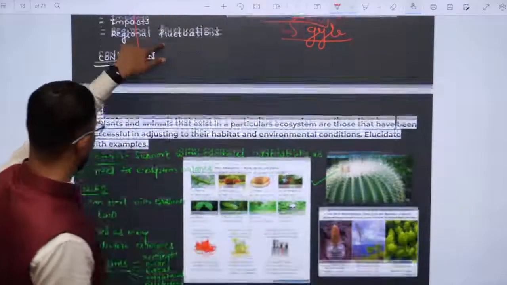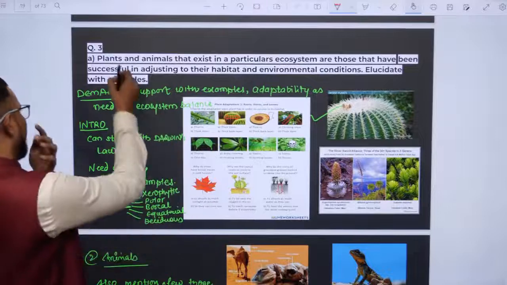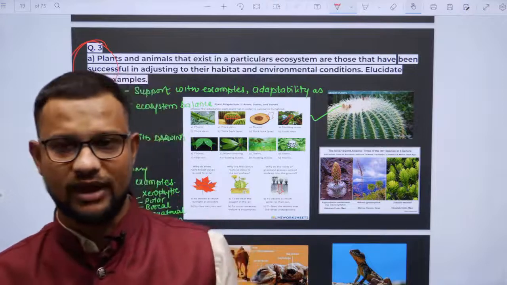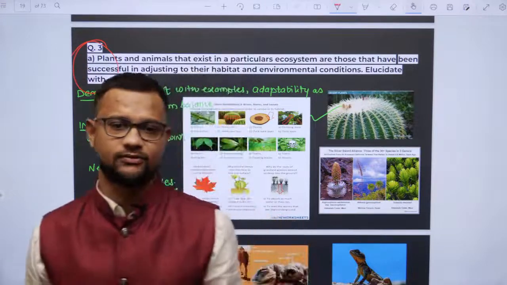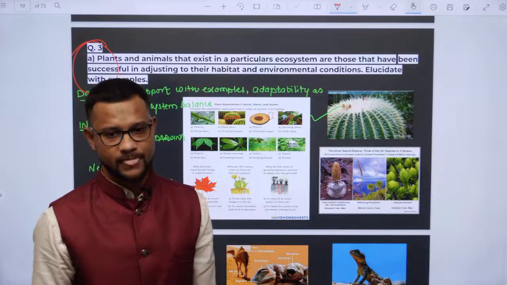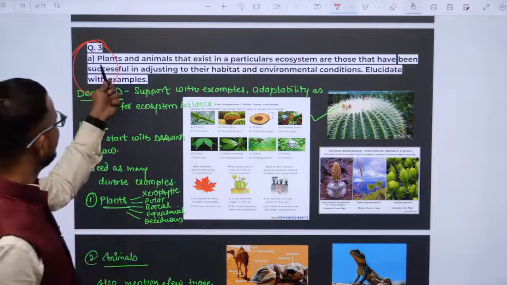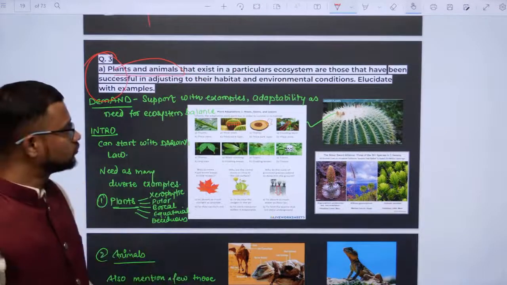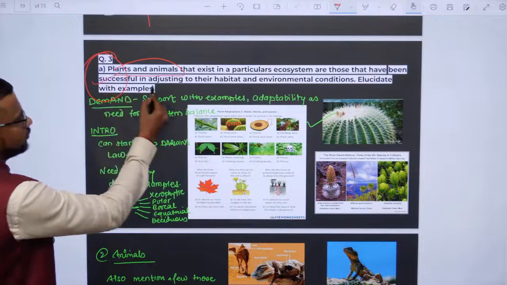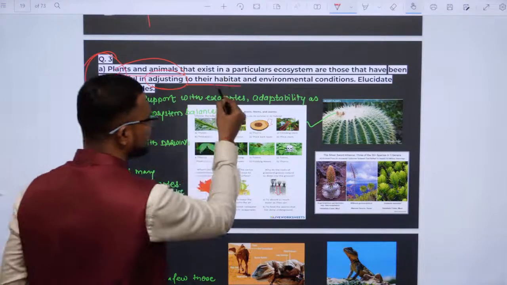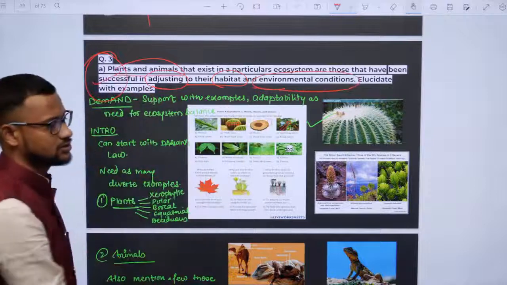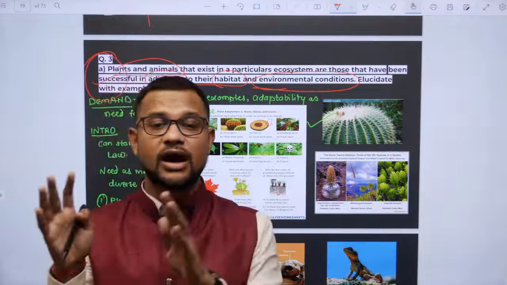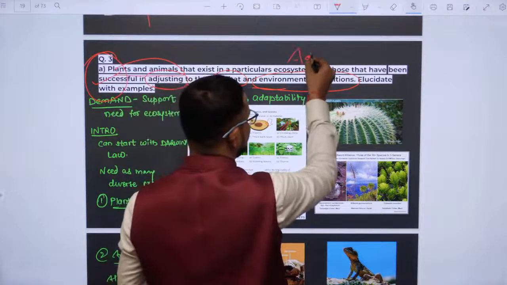Next, question 3, it is based on Darwin's law, the survival of the fittest, and the one who is able to adapt is able to survive. Yeah, we know Darwin's law. So the question is, plants and animals that exist in a particular ecosystem are those that have been successful in adjusting to their habitat and environmental conditions. As simple as that, right? So those who are able to manage with their environment, simply adaptation.